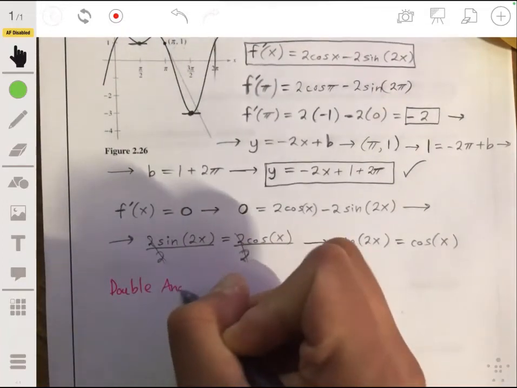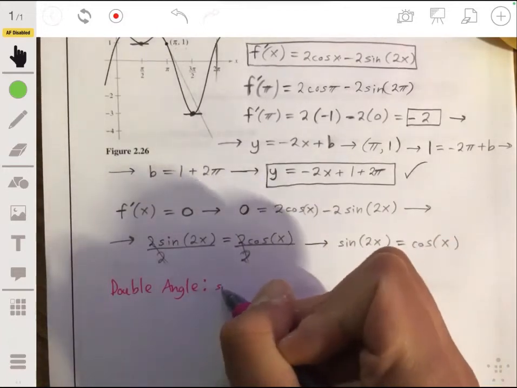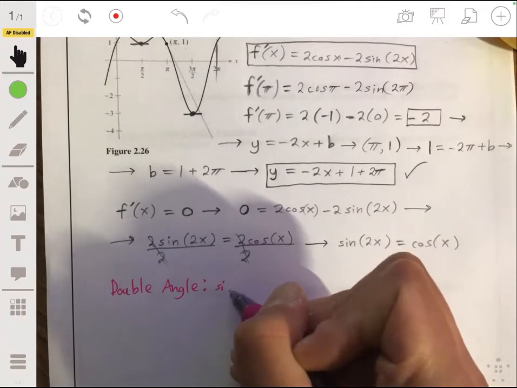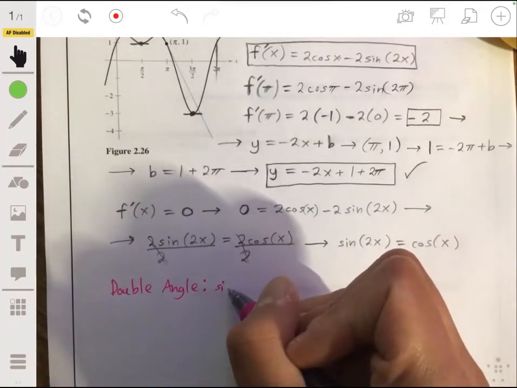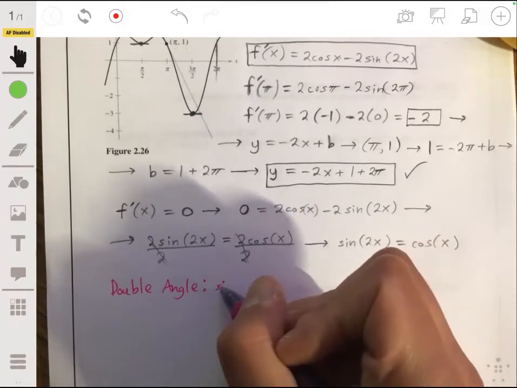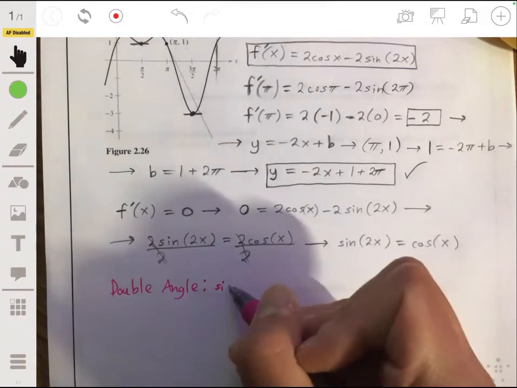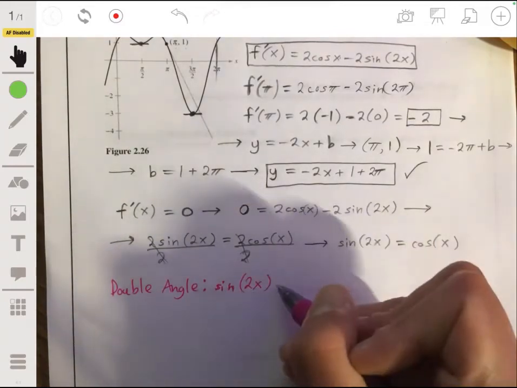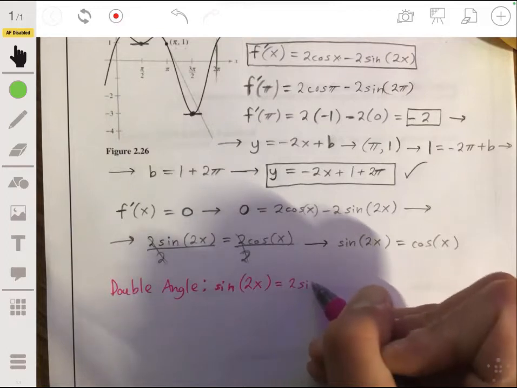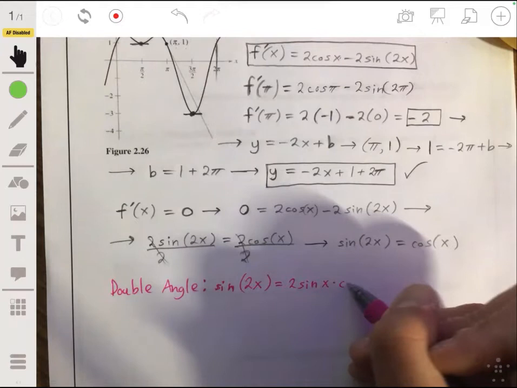The double angle formula is essentially represented as either the sine of 2x or the cosine of 2x. In this case, we want to use the sine one. So we're going to use the sine of 2x. It says the sine of 2x will be equal to 2 times the sine of x times the cosine of x.